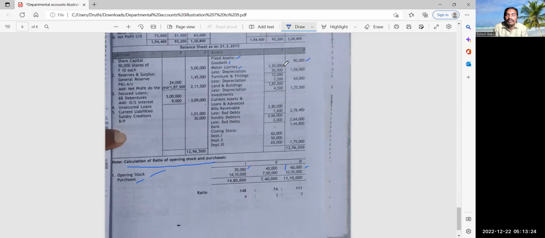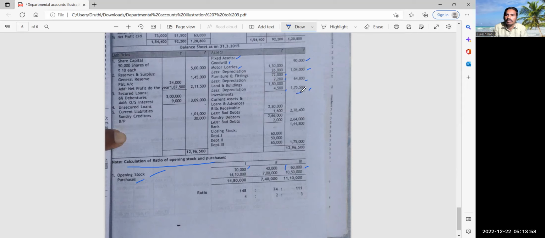Motor lorries. See, you have to write inner column. Why? There is depreciation, correct? So inner column, you have written 1,30,000, 26,000, 20% depreciation. You get 1,04,000 out column. Furniture and fitting same, 72,000, 7,200, outer column 64,800. Land and buildings 1,80,000, 4,500, 1,75,500, right?